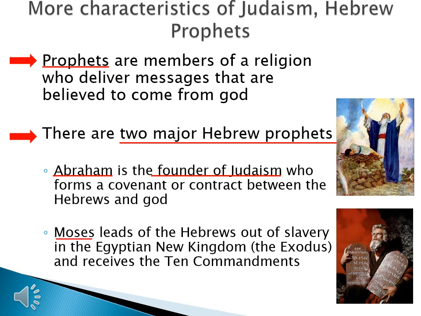Moses leads the Hebrews out of slavery in the Egyptian New Kingdom. It's called the Exodus. Through a series of events, Moses is able to free the Hebrews, who are enslaved by the Pharaoh, and lead them back to the land of Canaan. On the way, he stops at a place called Mount Sinai, and he receives the 10 Commandments.